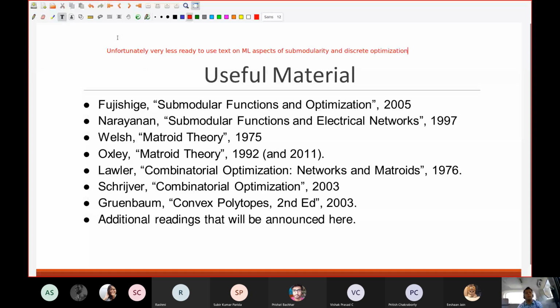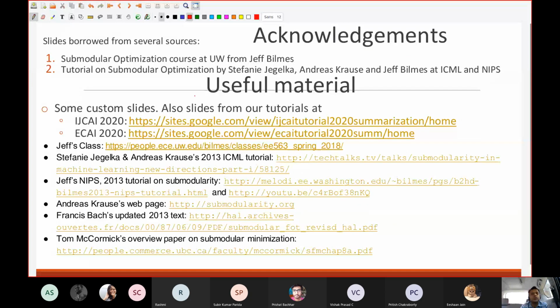Also some acknowledgements. Some of the slides have been borrowed from the submodular optimization course at the University of Washington by Jeff Bilmes. Of course, they've been inspired. We also have a bunch of tutorials. Professor Rishabh Iyer and I have been giving a bunch of tutorials at ICHI, and we had a tutorial at AAAI this year as well. There are also tutorials by Stefanie Jegelka and Andreas Krause. Jeff, in fact, also gave a tutorial on submodularity long back. So these are all useful material.